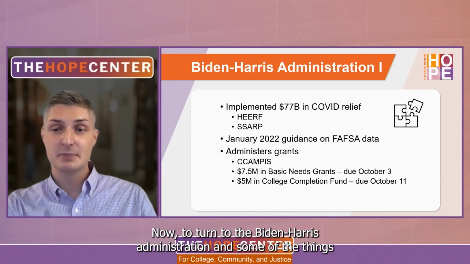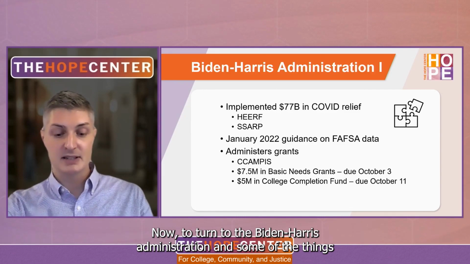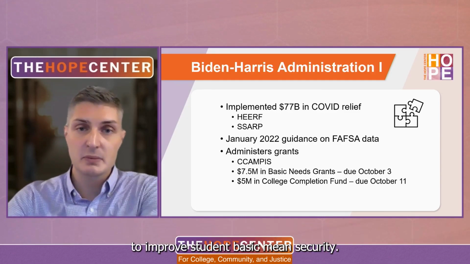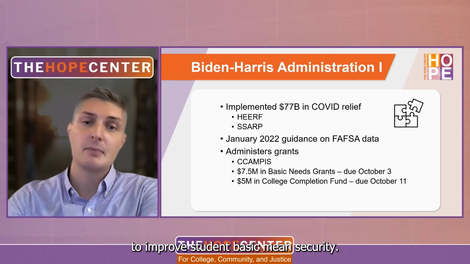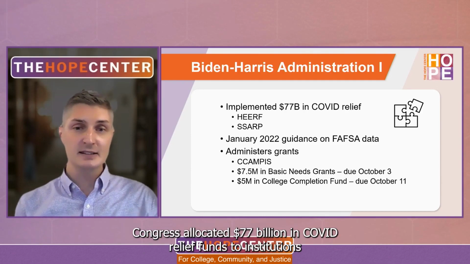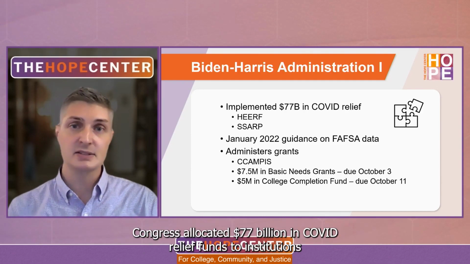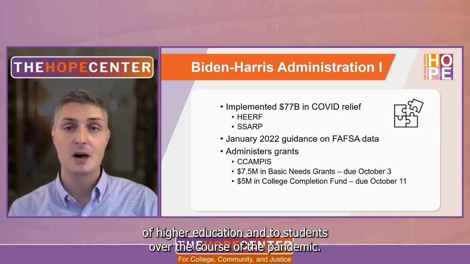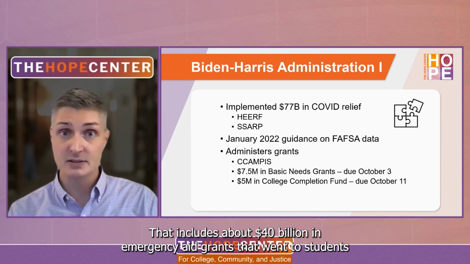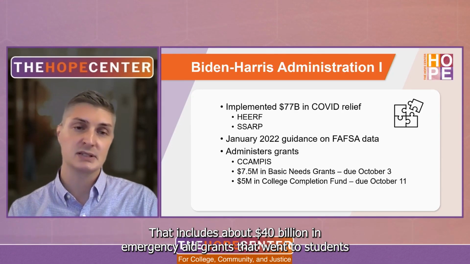Now, to turn to the Biden-Harris administration and some of the things that they can do or have done, rather, to improve student basic needs security. First, I think the most notable one is that Congress allocated $77 billion in COVID relief funds to institutions of higher education and to students over the course of the pandemic.